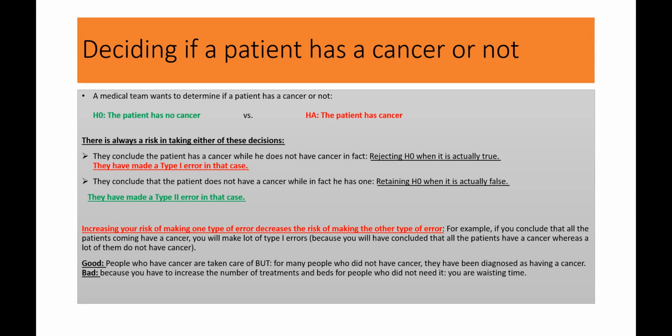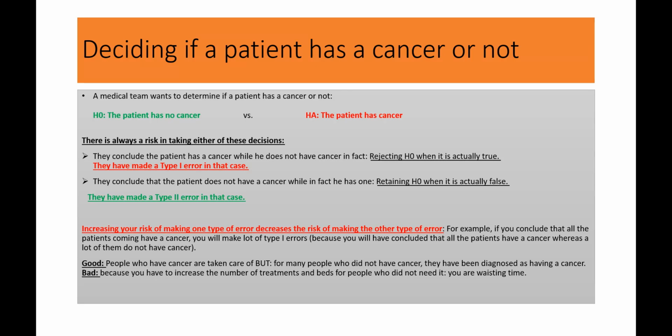For example, if you conclude that all the patients who are coming to the clinic have a cancer, you will make a lot of type 1 errors because you will have concluded that all the patients have a cancer, whereas a lot of them do not have cancer. So that is good in some sense because people who really have cancer are taken care of. But many people who did not have cancer have been diagnosed as having a cancer.